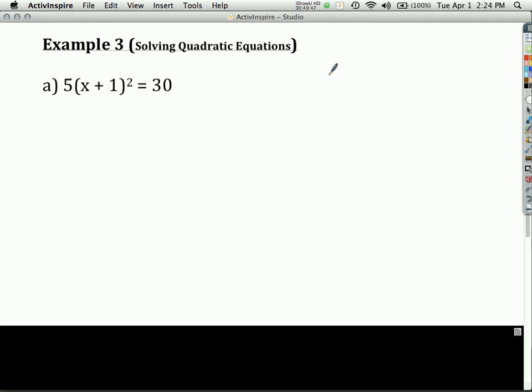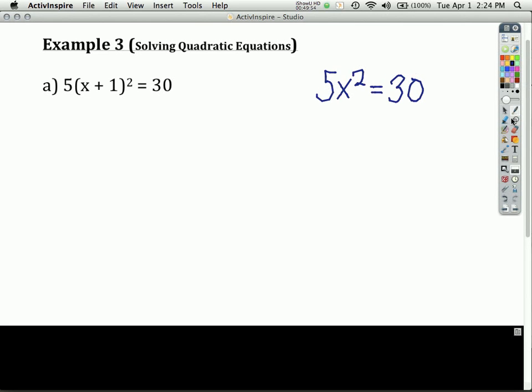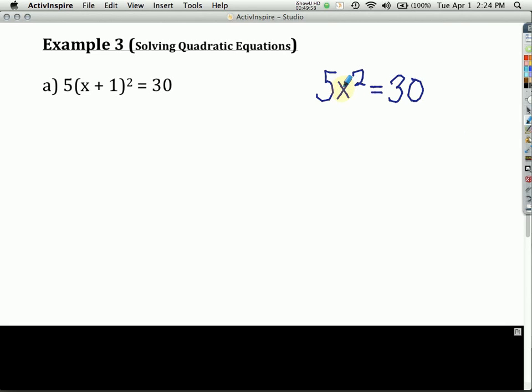Instead of 5x squared equals 30, instead of simply being an x, we have an x plus 1. So that's the difference here. The good news is we take almost the same exact approach. We're just going to have a different result at the end.